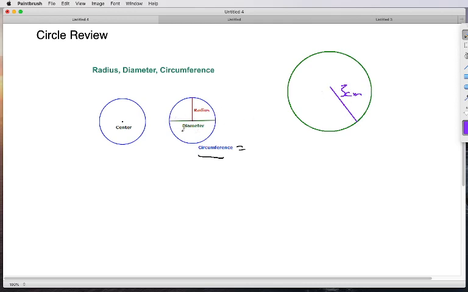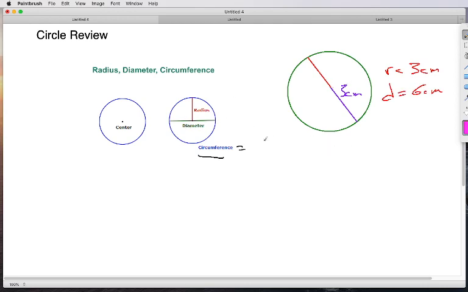Now, if you draw a line that goes across the circle through the center, that is called the diameter. So if I were to extend this line from the center to the other side, we would have the diameter of the circle. And here I said the radius r is equal to 3 centimeters. And the diameter in this case is 6 because it's double the radius. Okay, so the diameter is always double the radius.